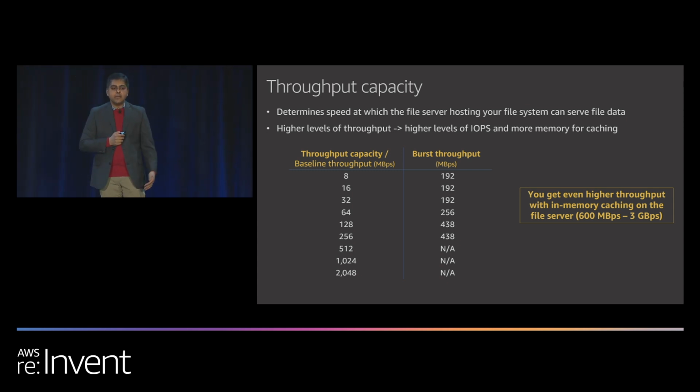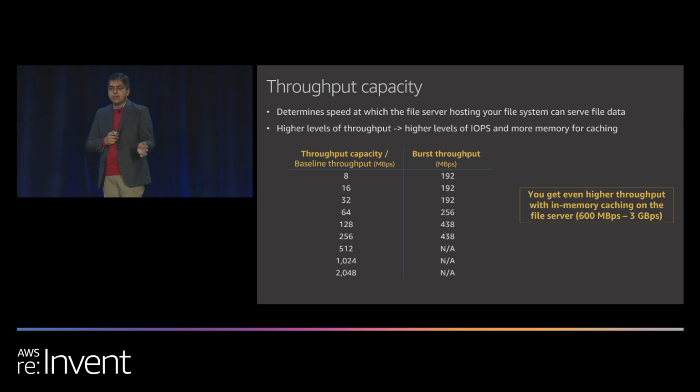So we provide you the ability to choose anywhere between 8 megabytes per second and 2 gigabytes per second for your throughput capacity. And these numbers correspond to the sustained or the 24/7 throughput that you'll get for your file system. In addition to this baseline throughput, we also support burst throughput in order to support the spiky nature of most file workloads, where you have the need to drive higher performance, but for short periods of time. So with that, even with the lowest level of throughput capacity, you get almost 200 megabytes per second of burst throughput capability for up to 30 minutes a day.